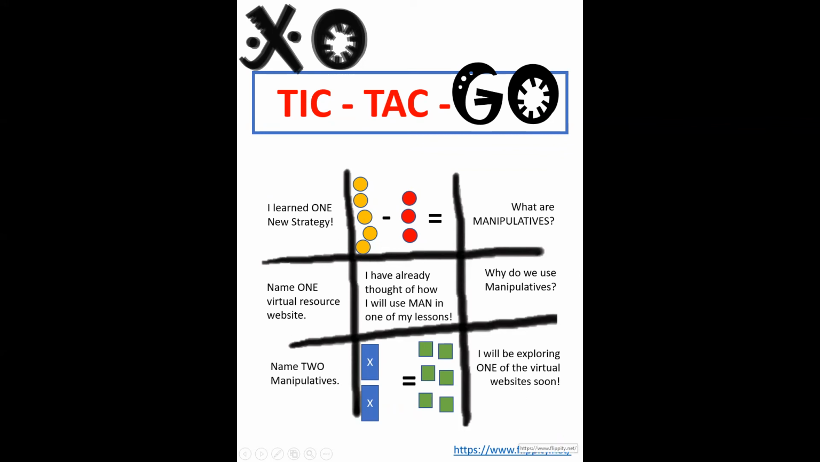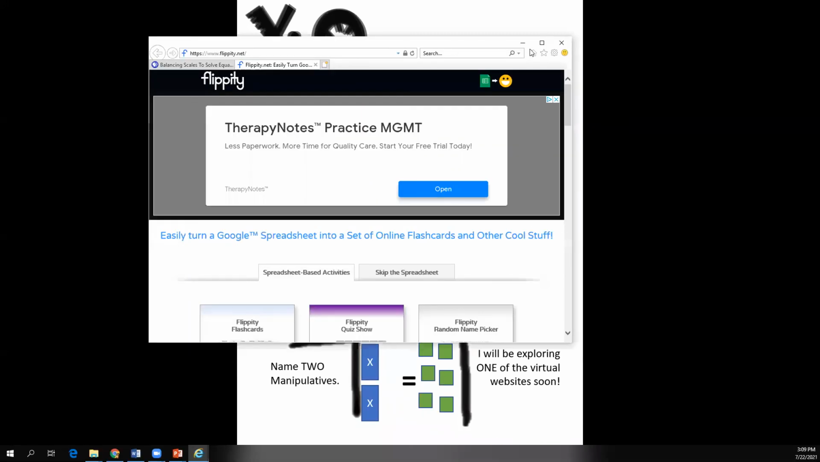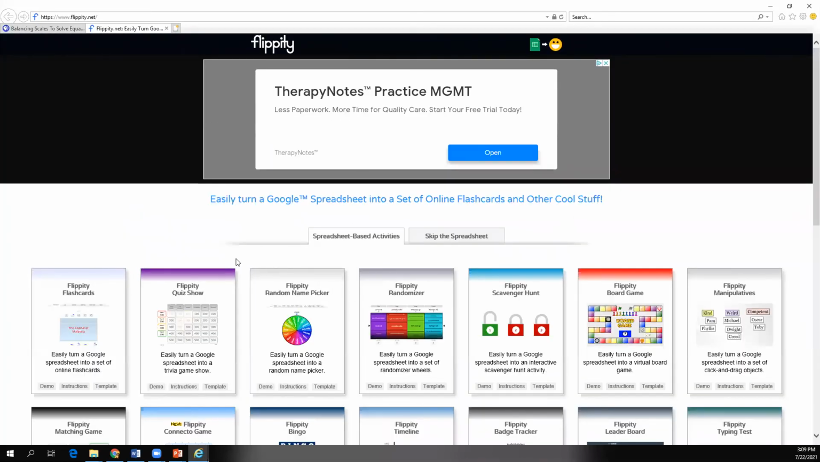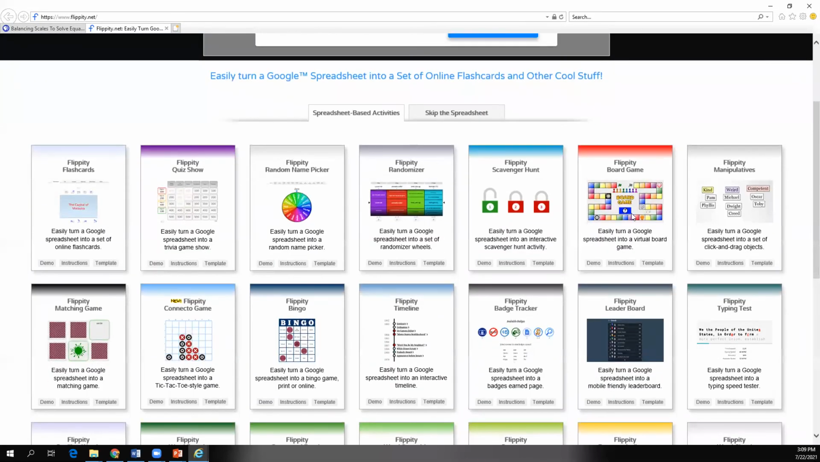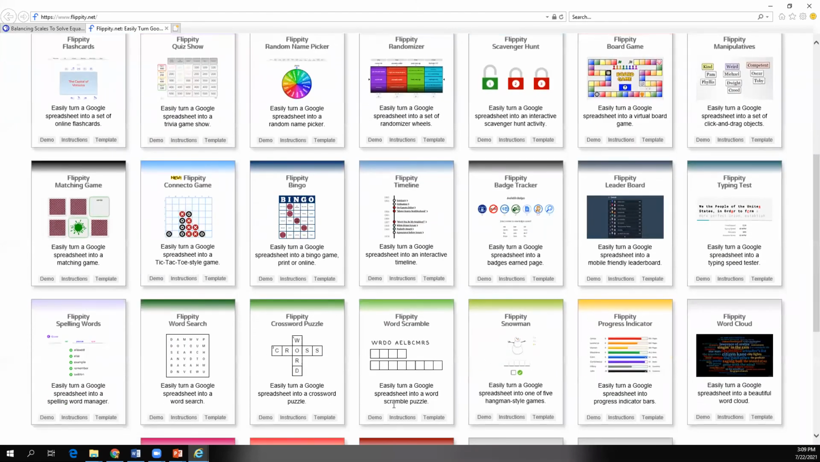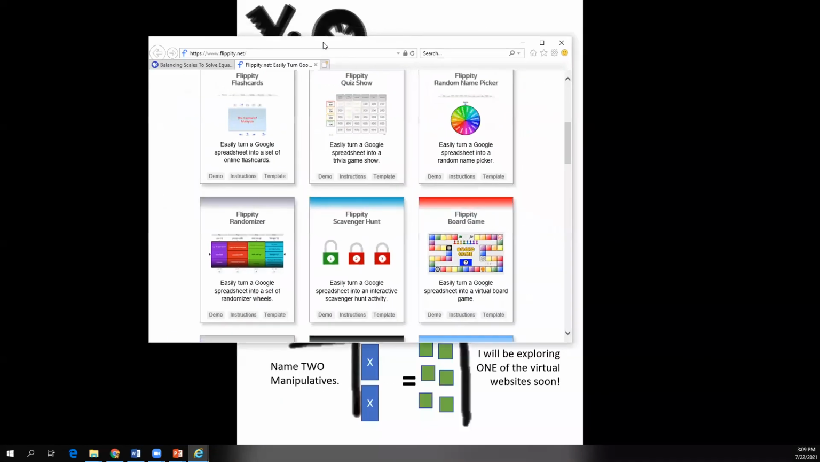Another great website is Flippity. Flippity gives you an opportunity to use manipulatives and game board. They have Flippity manipulatives, spinners, bingo, all types of ways that you can put your information in and you can assess the student's knowledge.